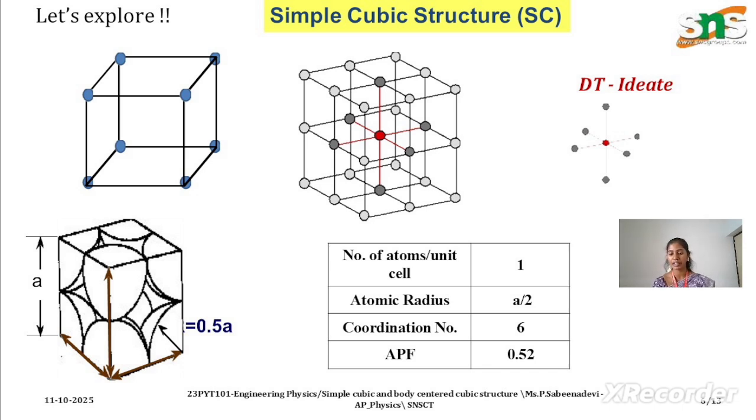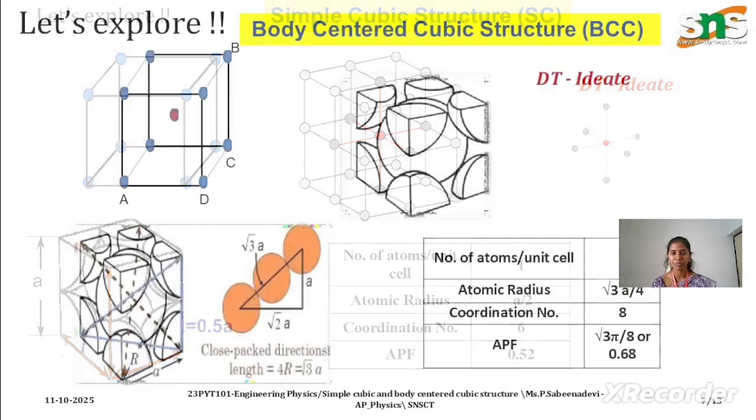Let us consider the two nearest neighbors. It has coordination number 6, the number of nearest neighbors is 6. The APF value is 0.52. That means 52% of space is occupied by atoms, so the remaining 48% is empty. Compared to others, it is a loosely packed structure.